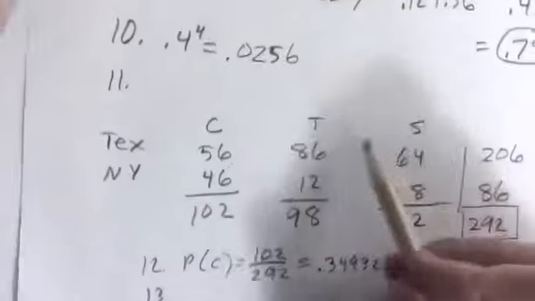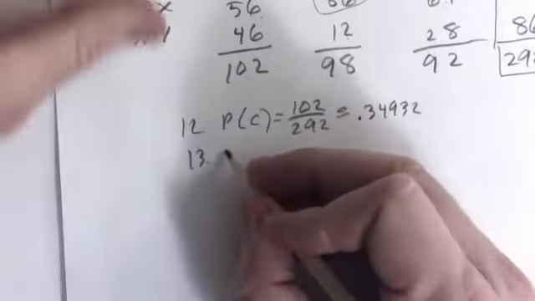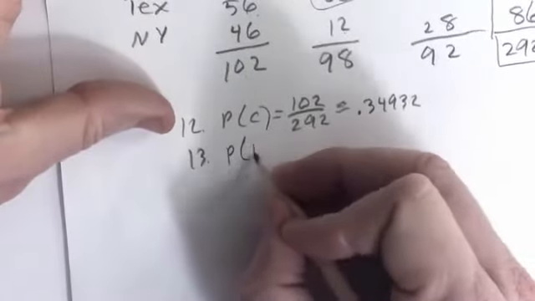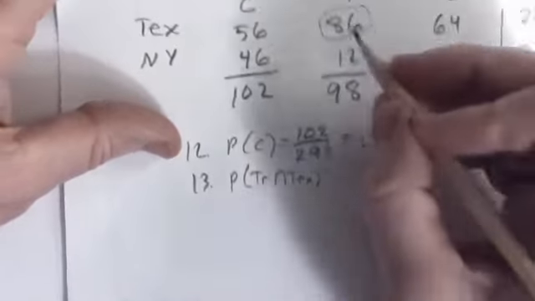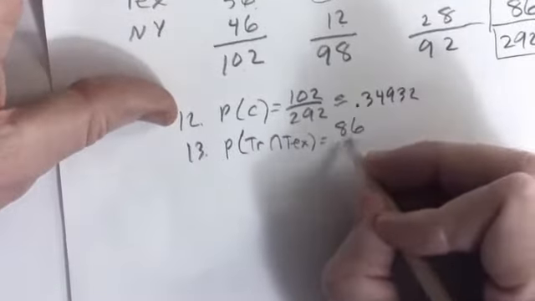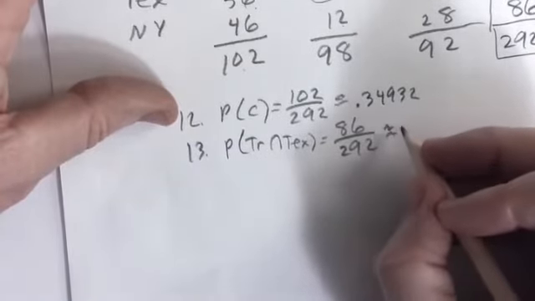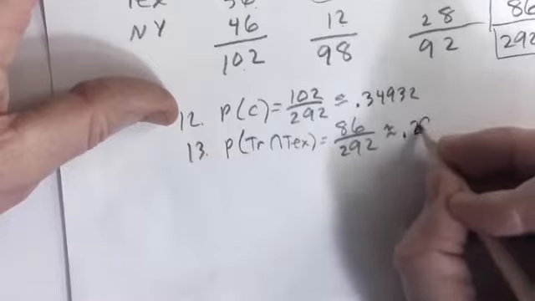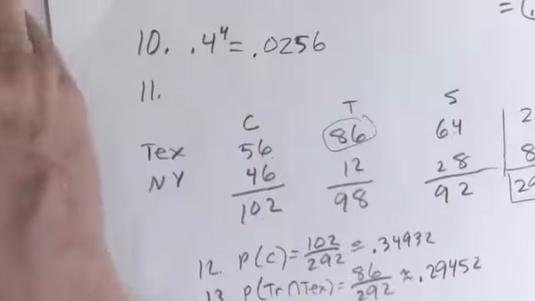Number 13. So number 13, it says, what's the probability to be a truck from Texas? A truck from Texas. Well, a truck from Texas, that's those 86. There's 86 that are trucks from Texas. So the probability that it'll be a truck and from Texas, that's 86 out of 292. And so that is approximately equal to 0.29452.